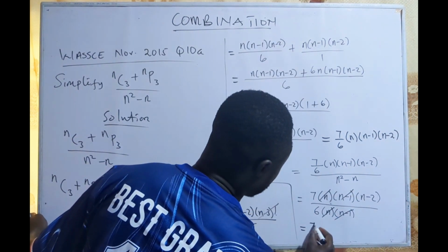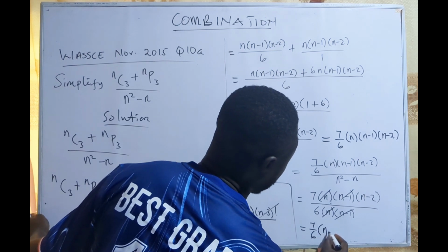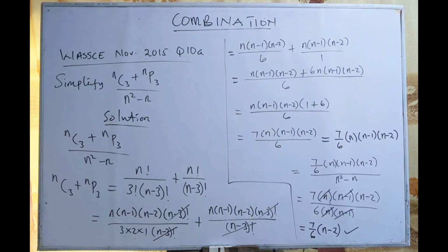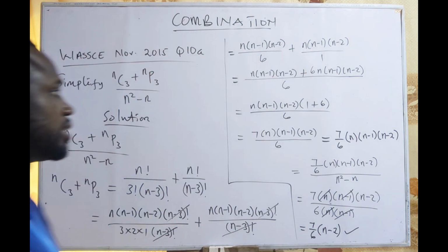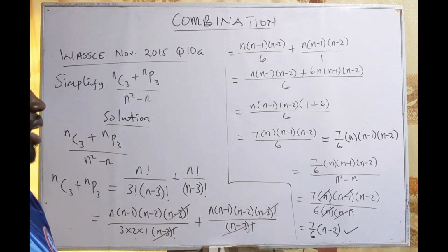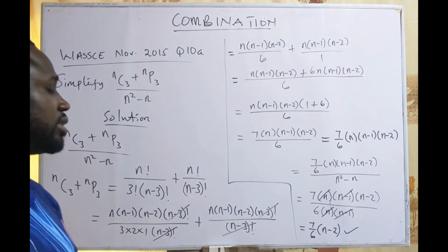Then we are going to have 7 over 6 multiplying n minus 2. So this will be our answer. 7 over 6 multiplying n minus 2. I believe you get it. Okay, very simple to do.